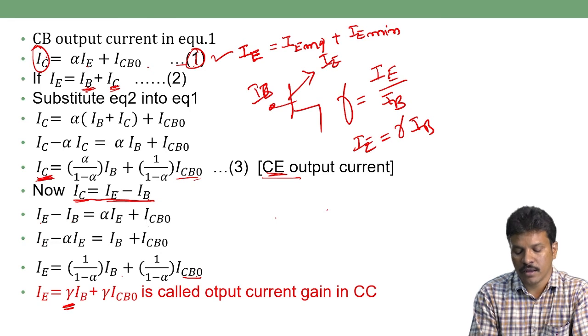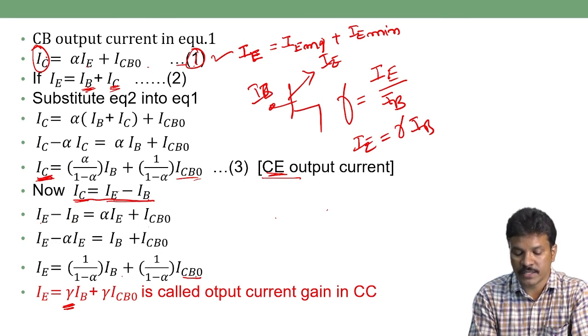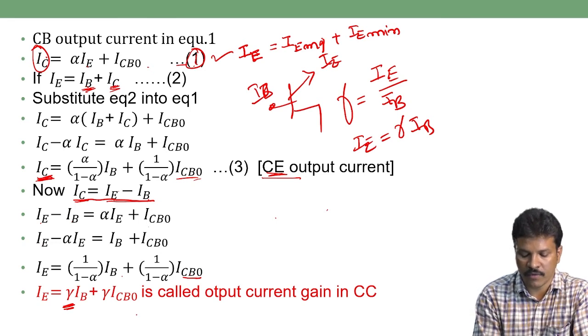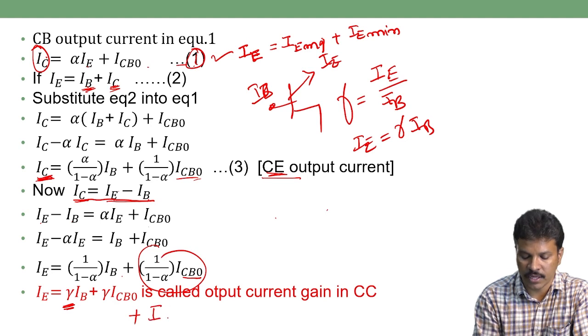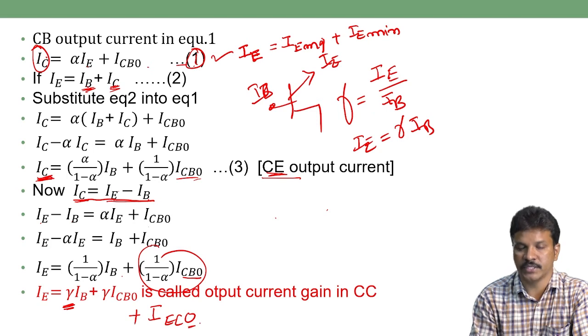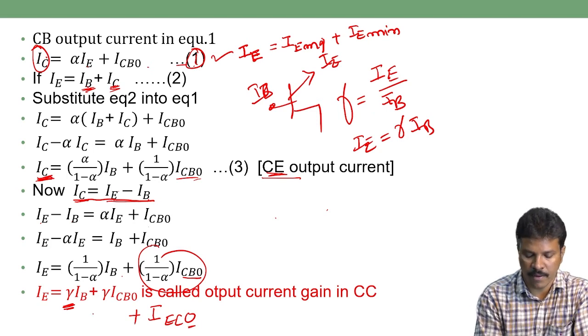the common base reverse saturation current. But when we replace it in the common collector configuration, this entire term can be represented as IECO, the emitter-to-collector current when the base is open. So gamma IB plus IECO is the emitter current IE.